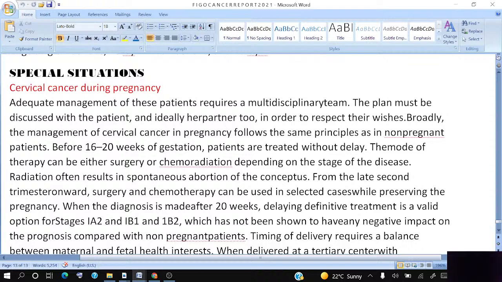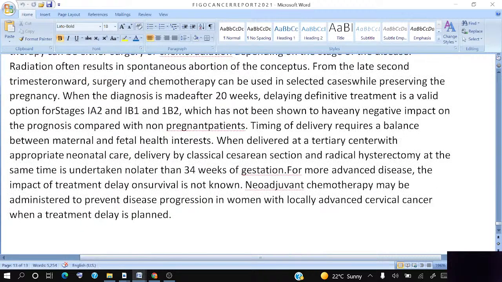Okay, if the patient is in the late stage, the second or third trimester, surgery or chemotherapy must be selected case by case to preserve the pregnancy, while the diagnosis can be made after 20 weeks. Definitive treatment is a valid option according to stage. Stage 1A2, 1B1 or 1B2 has not been shown to have any negative impact on prognosis compared with a non-pregnant patient. The time of delivery requires a balance between maternal and fetal health and interest.